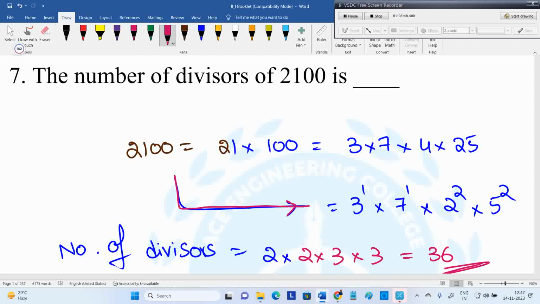Write it as prime number powers, then add 1 to each power. Put all the 2s in one place, all the 5s in one place. Don't write 5 square as 5 into 5 separately, because then adding 1 is a wrong approach.